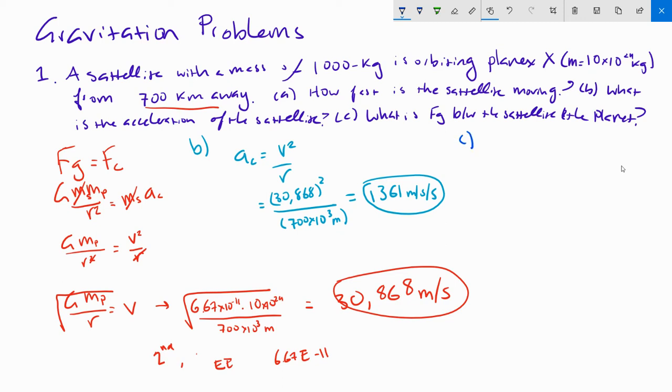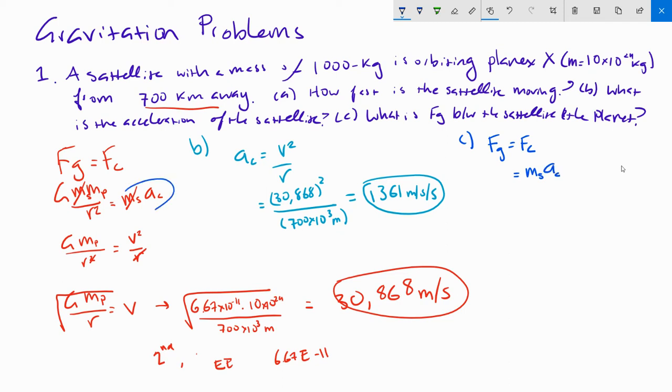So I know acceleration. Remember, FG is equal to FC. I can calculate this two different ways. I'm going to go the easy route. Since I know that my gravitational force between my satellite and the planet is equal to the centripetal force, I can just say this is going to be equal to the mass of the satellite times that centripetal acceleration.